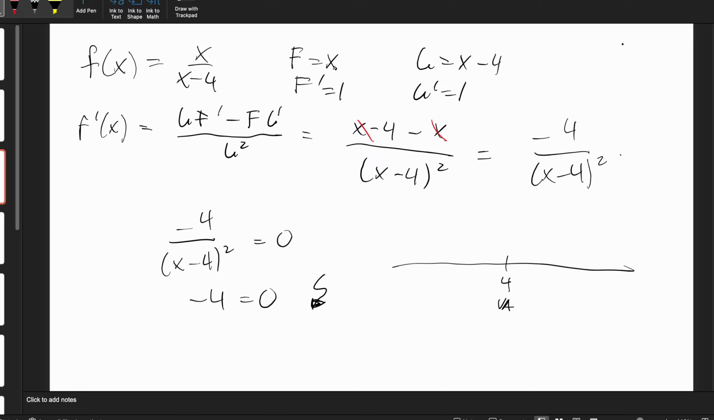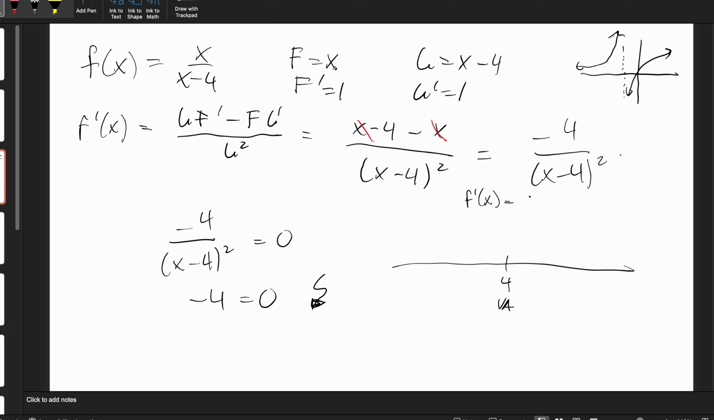So let me just explain why you do this. So the function can go from increasing to decreasing at a vertical asymptote, right? So here it's increasing, let's say, and then on the right of this asymptote, it's decreasing. So that's why I'm going to check the values to the left and to the right of 4.